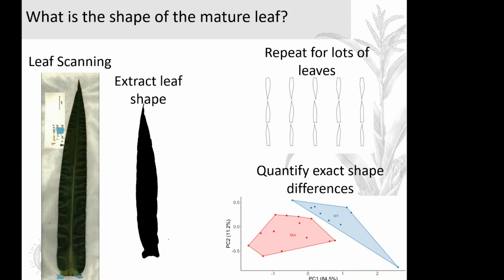And this is important if we can combine this with traits that we're interested in, like yield, because we can find out what specific shape differences are actually important and which ones we can ignore. But without knowing what the shapes are, we can't do that.